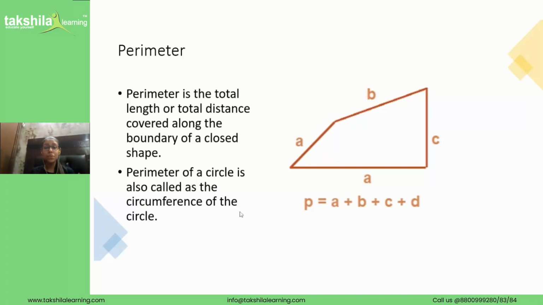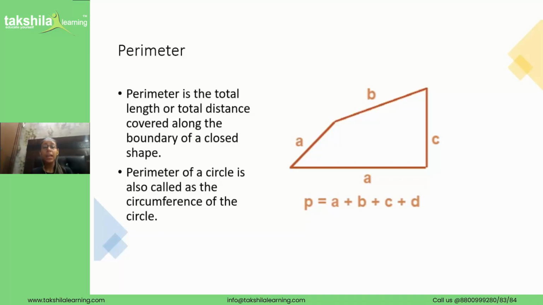So if in a question it is written, calculate the circumference of a circle or circumference of a given object, please don't get confused because they mean that you have to take out the perimeter. So in this figure, you can see this is a four-sided shape, and in this we have four sides, A, B, C, and D. So the perimeter of the figure is A plus B plus C plus D. And when we add all the four sides, we'll get the perimeter.